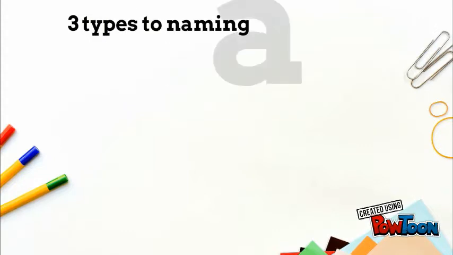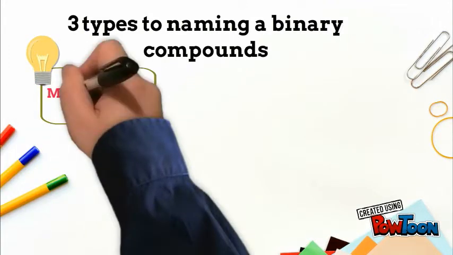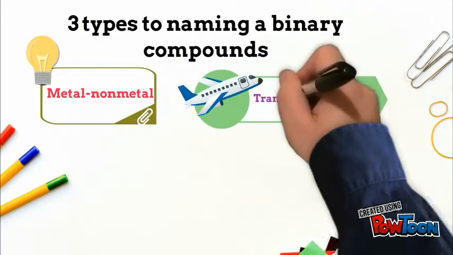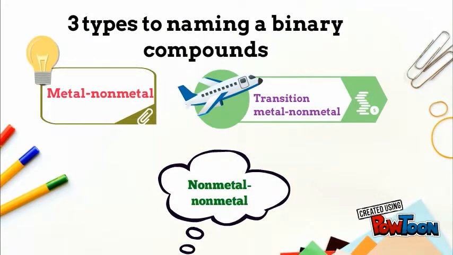There are three types of binary compound that we will focus on. The first one is a combination of metal and nonmetal, the second is transition metal and nonmetal, and the last one is nonmetal with nonmetal. You should know the type of element, whether it is metal, nonmetal, or transition metal.